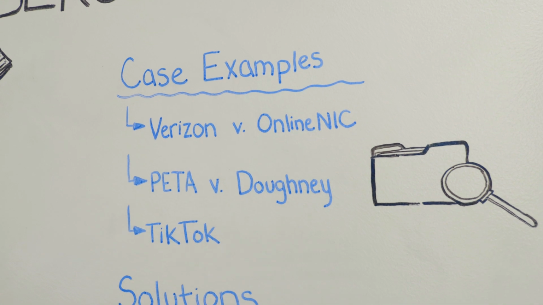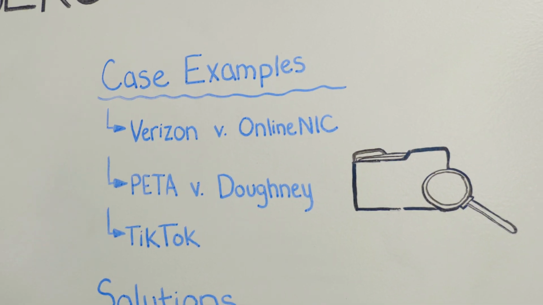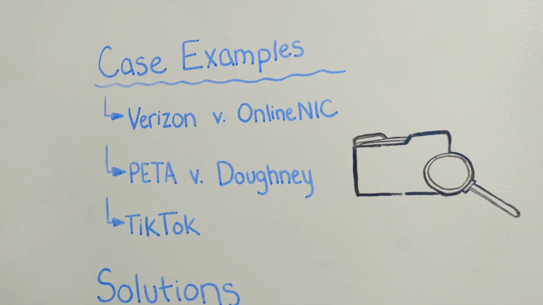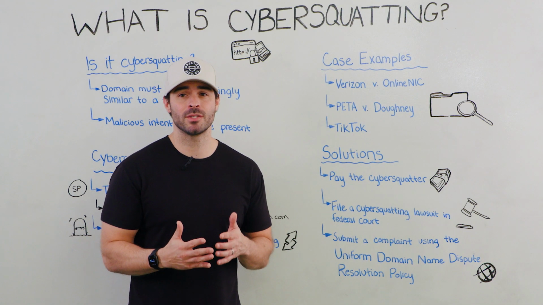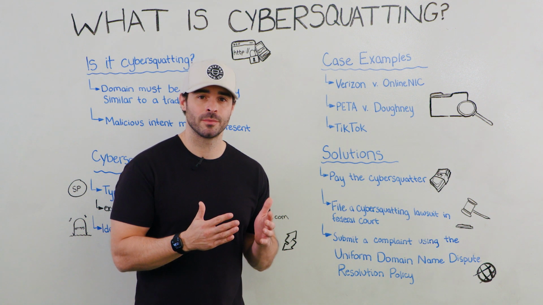The next one we're going to talk about is TikTok. TikTok realized that variations of their domain were registered, and their parent company filed a complaint using the Uniform Domain Name Dispute Resolution Policy. It was found that the domains were registered in bad faith, and ownership was then transferred back to TikTok.